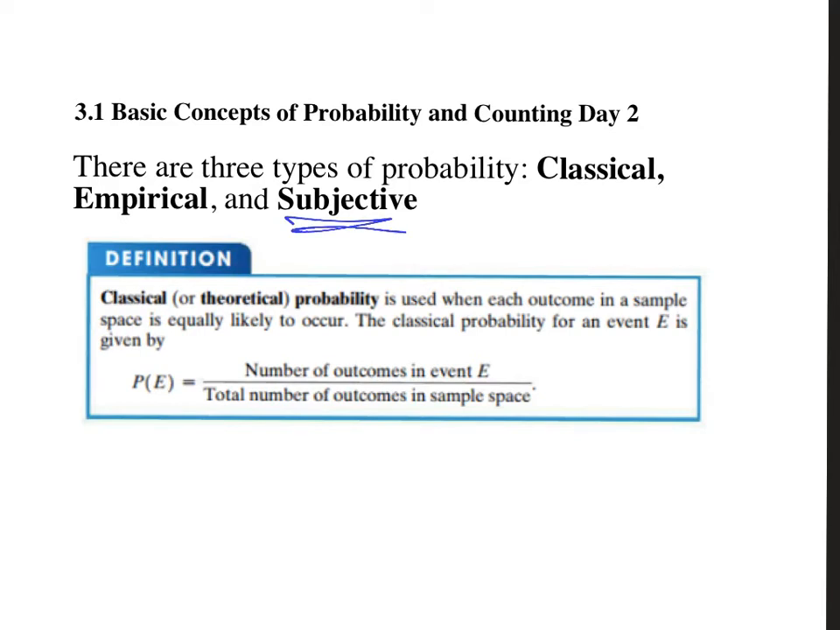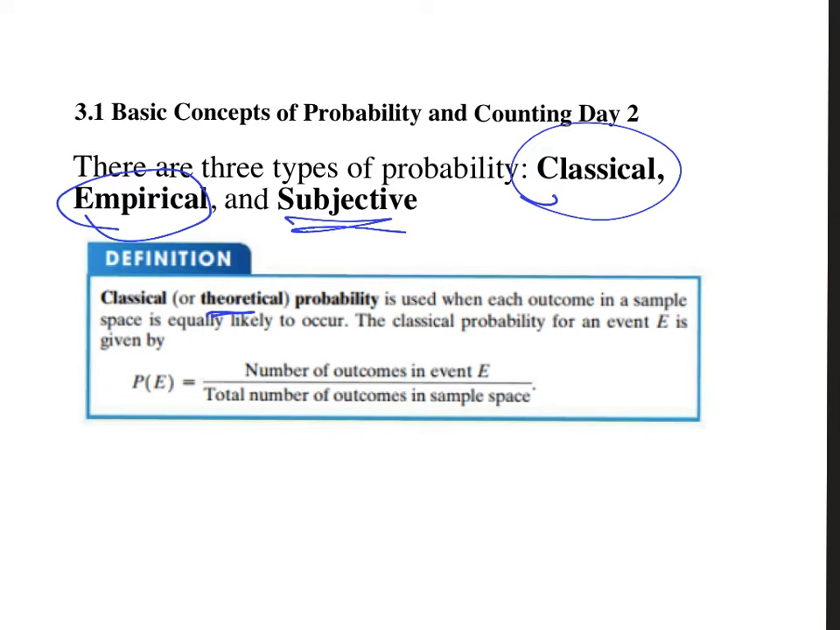Subjective you might not have heard of before, but classical is the word that you would have remembered as theoretical, and empirical is experimental. So you've heard of those two before, you've dealt with those. So we're going to start with classical or theoretical probability.